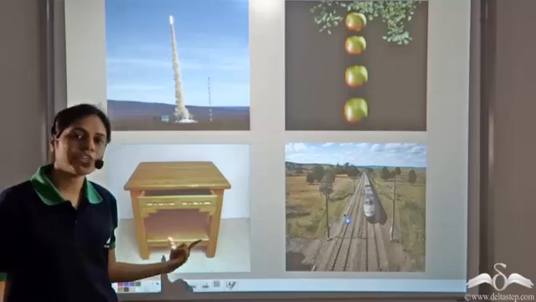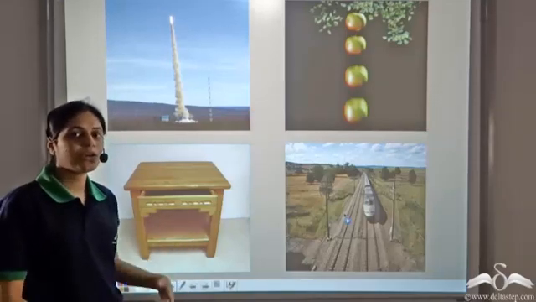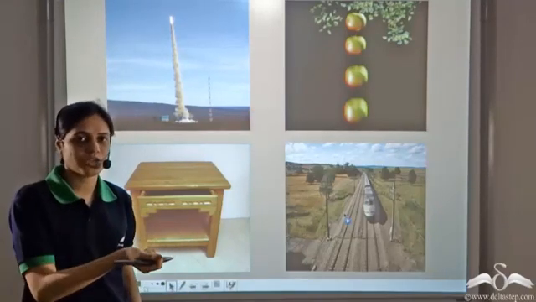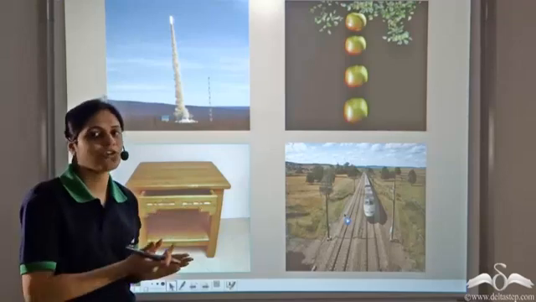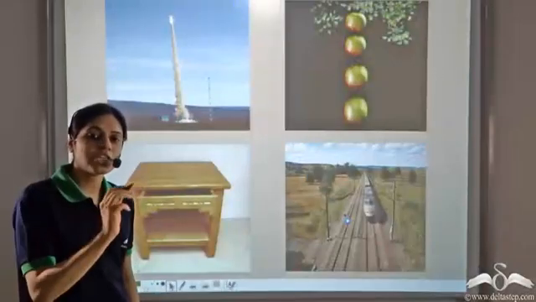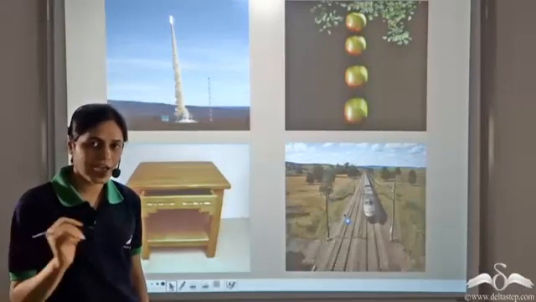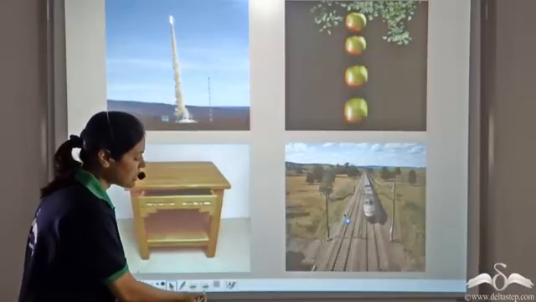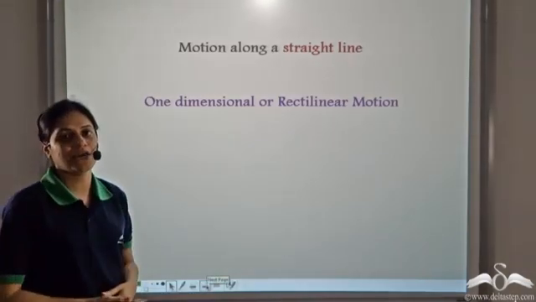The drawer of a table. Now you can either pull it or push it. You cannot move it to the left or right or up or down. So it just moves along a straight line. So this is also an example of motion along a straight line.